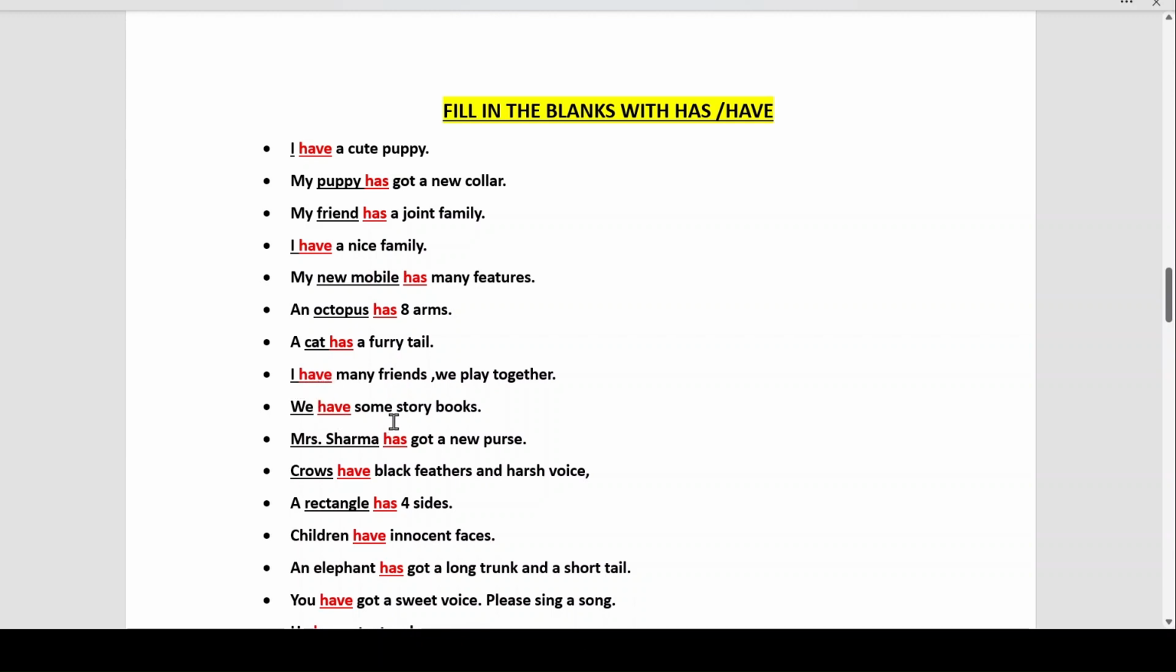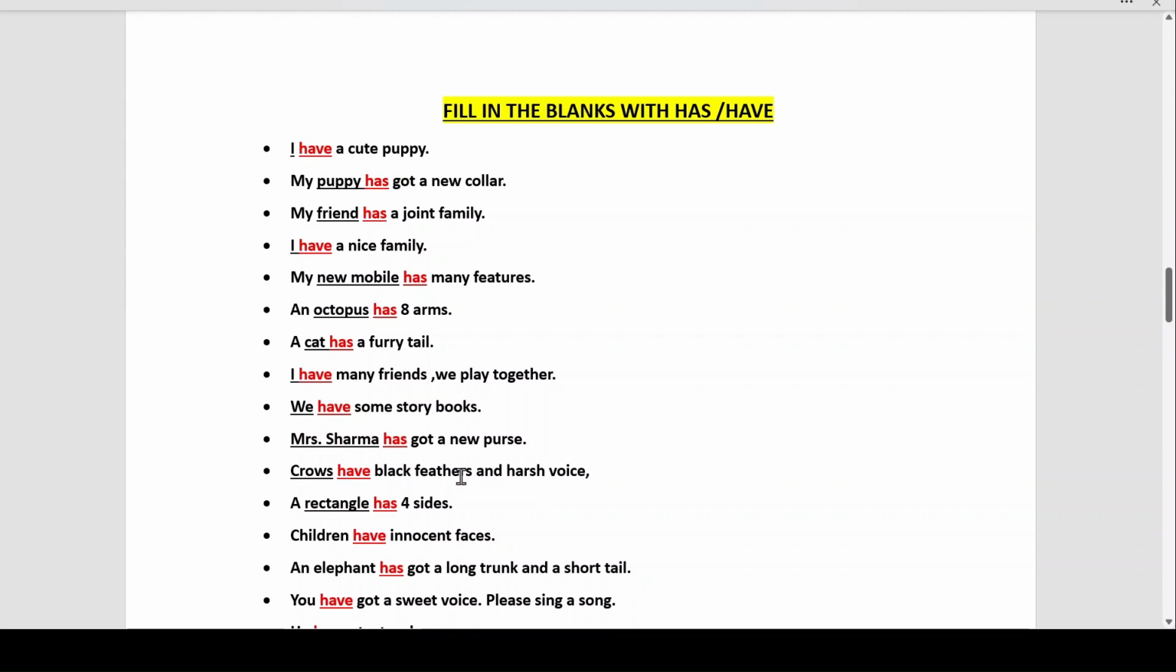Next, we have some storybooks. Now, where do we use have? We use have after I, you, they, we, or plural subject. So, since it is we over here, which is your subject, it is followed by have. Mrs. Sharma has got a new purse. Now, why? What is our subject? Mrs. Sharma. Is she singular subject? Yes. Is she in the third person? Yes. Because I am telling you about the third person, Mrs. Sharma. Therefore, it is followed by has.